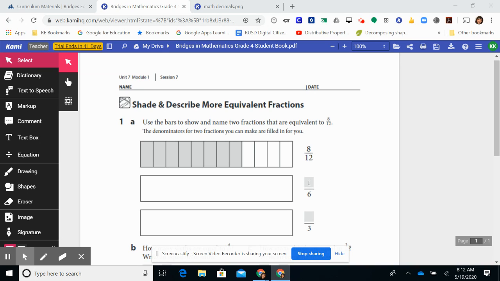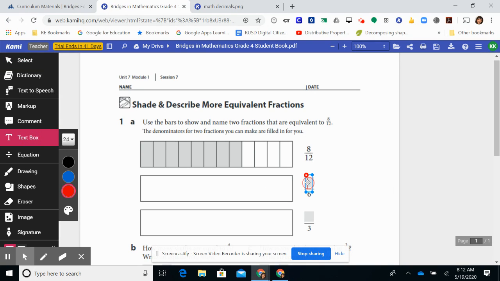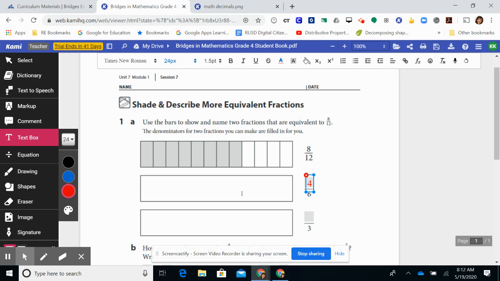If I think about 6 as the denominator and have that equivalent to 8/12, I know that 2 goes into 12 6 times, and I know that 2 goes into 8 4 times. So I'm going to make this equivalent here. I'm going to get a text box, and I'm going to put 4/6. So now I need to represent 4/6 in this box.